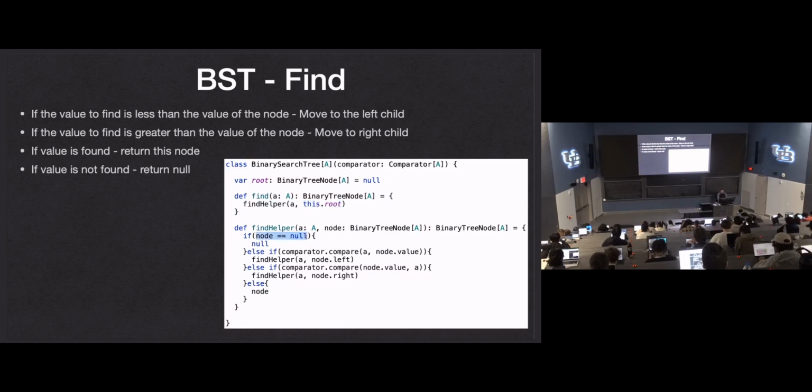If it's null, if we have an empty binary tree, we just return null. And returning null is going to be our way of saying the value you're looking for is not in this tree. Sorry, it's just not here. We don't have the value you're looking for.